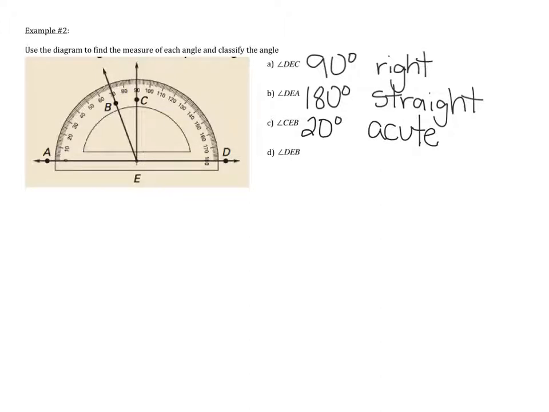Finally, let's look at part D, which is angle DEB. You can see here it's greater than 90 degrees, so we're going to have an obtuse angle. From DEC we have 90 degrees, and from here to here is another 20. So taking 90 plus 20, we can go with 110 degrees. Again, that would give me an obtuse angle.